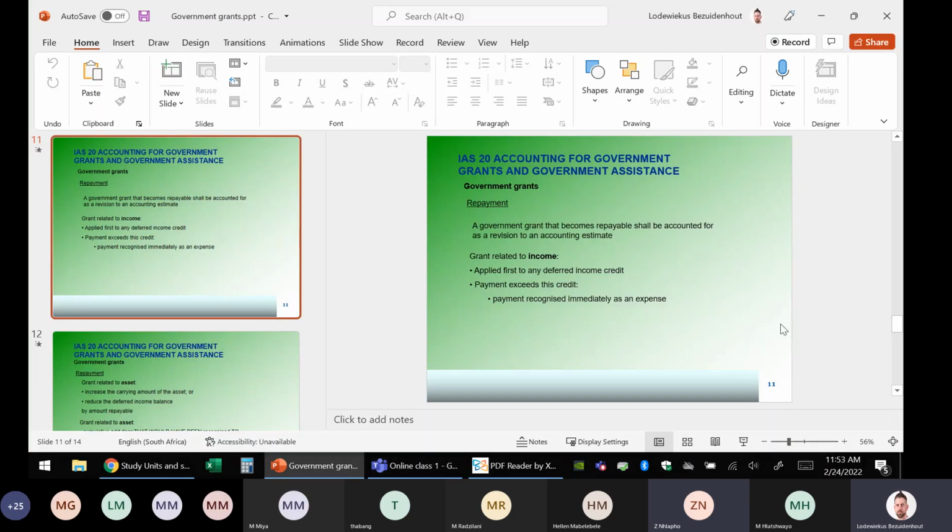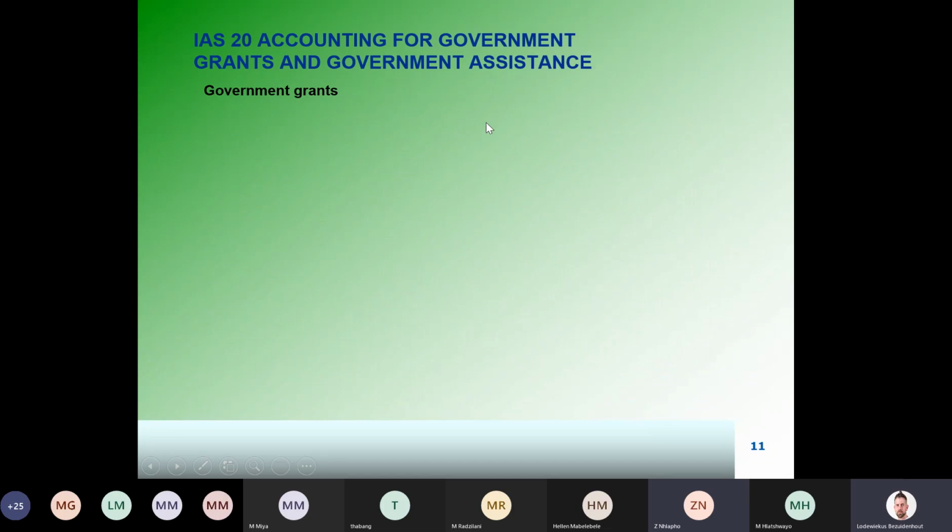Also what can happen is that we have a grant and some time along the line, we don't meet the conditions of the grant anymore. And then we have to repay the grant. So when there's a repayment of a grant, there are certain rules that we have to apply. It is actually very easy, but all you need to remember is when there's a repayment of a grant, you have to do the T accounts and the calculations from the beginning when you receive the grant.